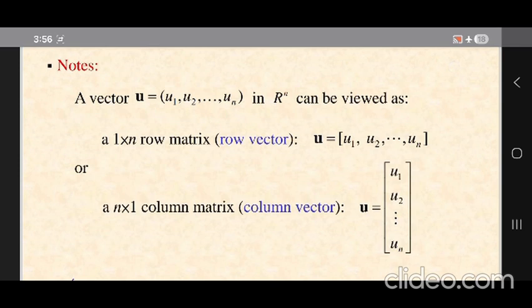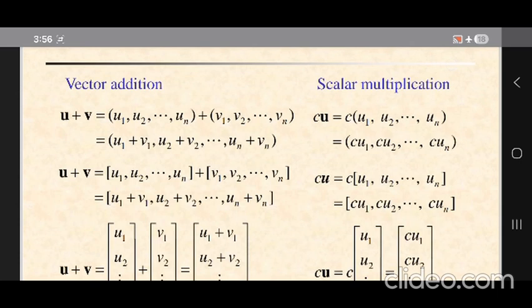The next one is an n by 1 column matrix or column vector. Then u equals (u1, u2, ..., un) written down a column. Only one column is given there. It is called the column vector or column matrix.